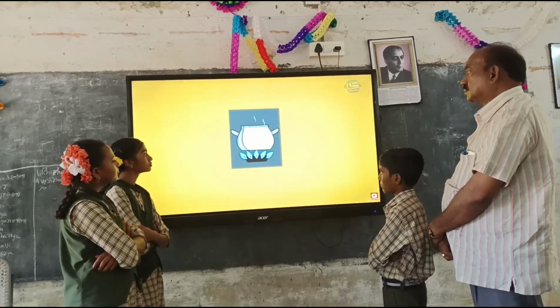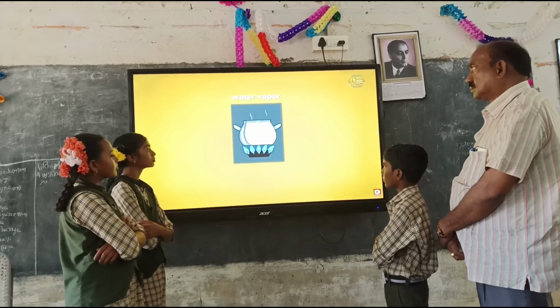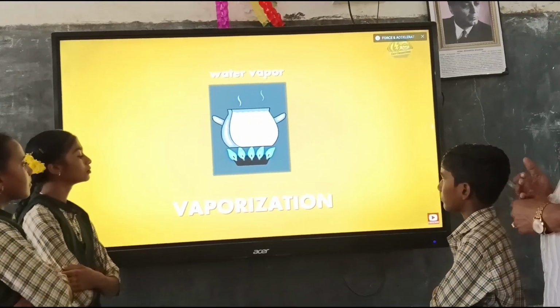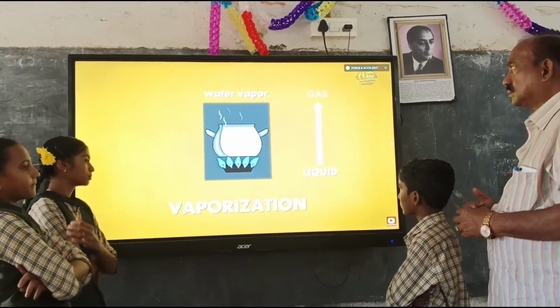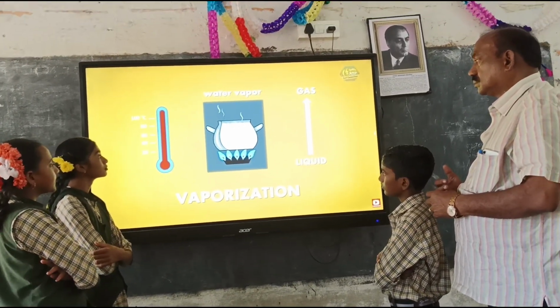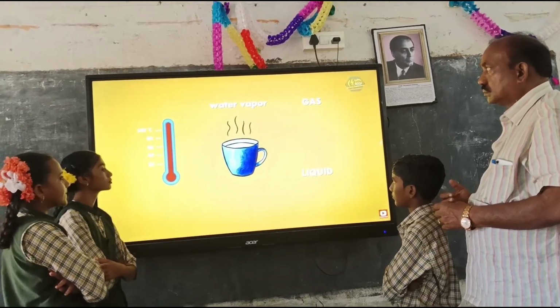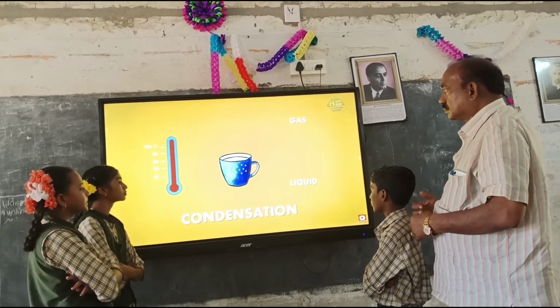When you boil the liquid water, some water tends to become water vapor. This process is called vaporization. Vaporization is a phase transition where a liquid turns into a gas by increasing the temperature of the liquid beyond its boiling point. When the water vapor comes back as liquid water, this process is called condensation.